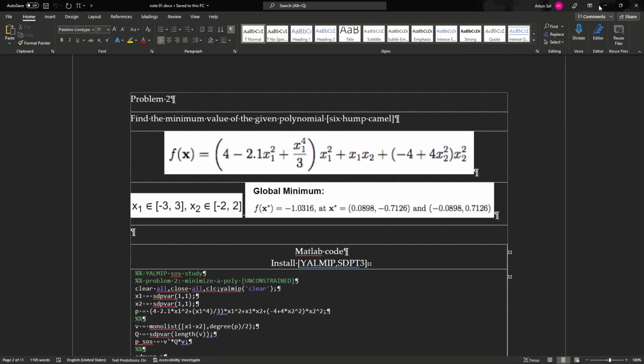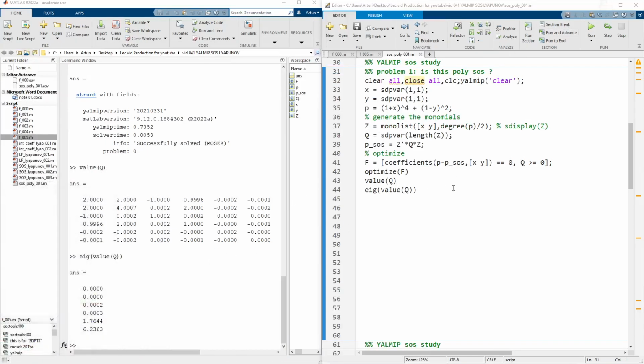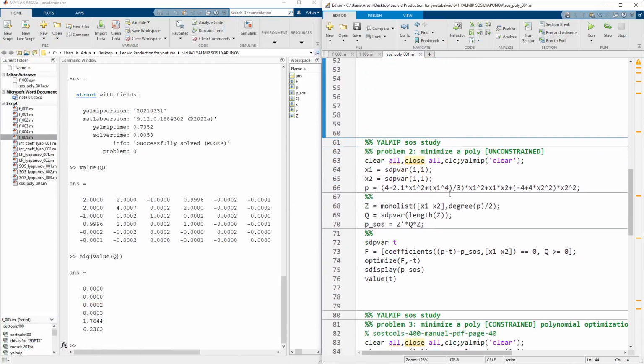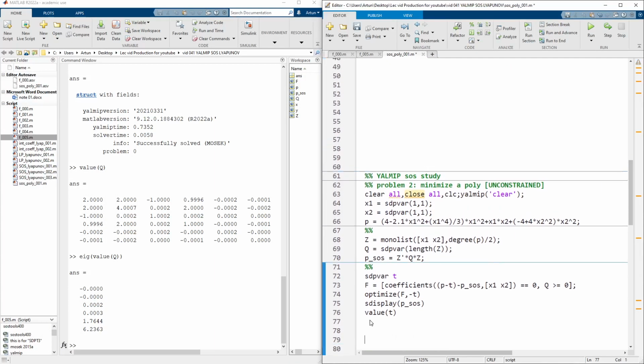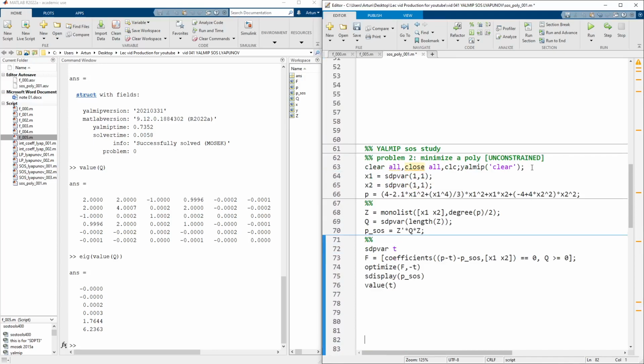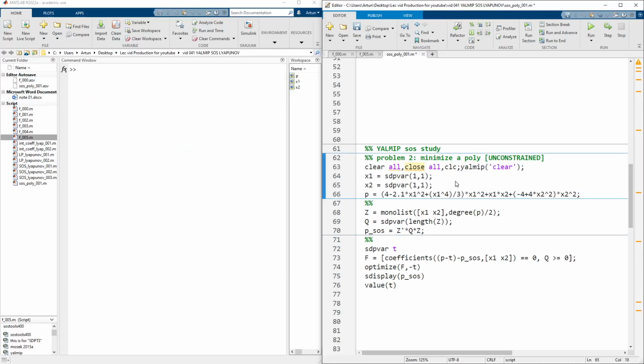Okay, you can download this documentation. Just check the GitHub link down in the description section below. Okay, here, this was problem 2. This is the six-hump camel function. Okay, let's run this section.